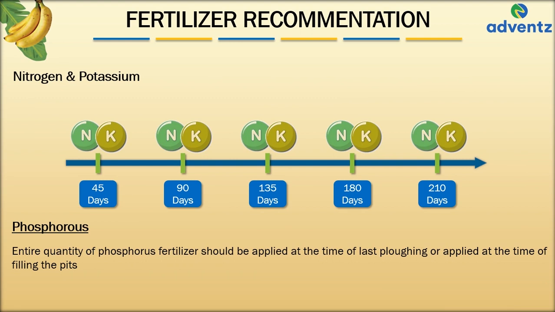They start first at the time of planting, and subsequent doses are given at 45 days, 90 days, 135 days, 180 days, and 210 days after planting. This is shown in the timeline. Whereas phosphorus should be applied at the time of last plow of the field preparation, or it should be applied at the time of planting rhizomes.